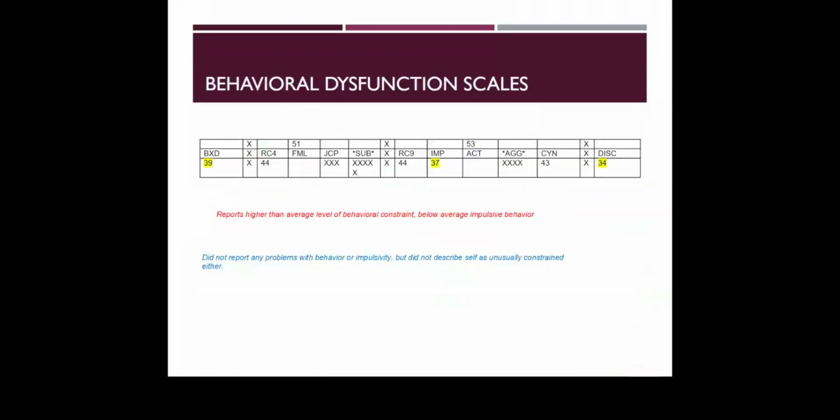In the behavioral dysfunction scales, what was very interesting is highly consistent low scores. Higher than average level of behavioral constraint and below average impulsive behavior. So we have this compulsions scale high, but not impulsivity. So BXD is actually lowish. Again, it's a 39, but it is consistent with the 37 on impulsivity and the 34 on disconstraint. However, this client did not describe themselves as unusually constrained. They didn't report any problems with impulsivity. But this is interesting that there's a very big level of constraint for this client.